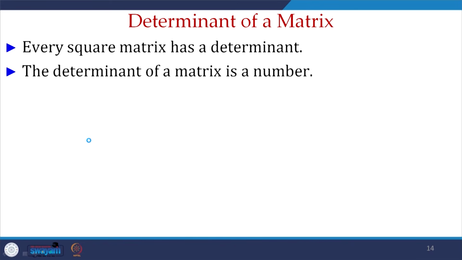Now, if I am having a matrix, let us say a 2 by 2 matrix 1 minus 1, 2 3, let us say A, then determinant of A is denoted by this symbol or det of A. So, it will become, you multiply these two. So, 1 into 3 is 3 minus multiplication of these two. So, 2 into minus 1 equals minus 2. So, 3 minus minus 2 equals 5.